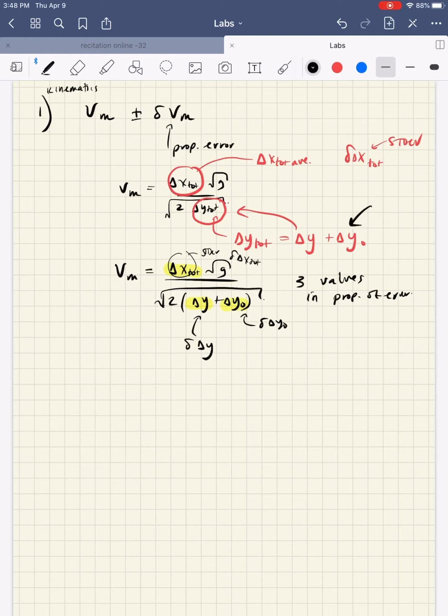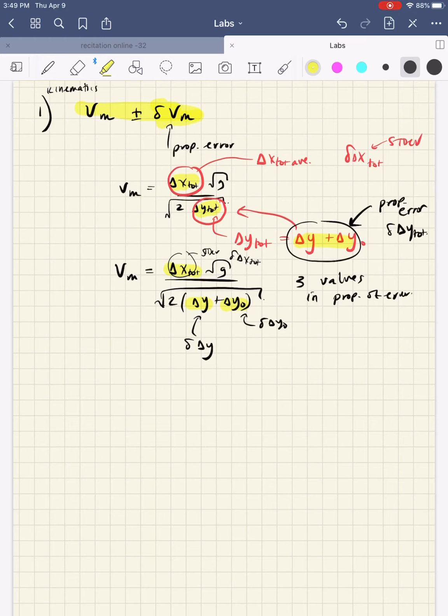Or your second choice would be to propagate the error in this equation to get the uncertainty in delta Y total. And then once you had that, you could then go over here and you would have just two terms in your next propagation of error equation where you propagate error to get the uncertainty in the speed, the muzzle velocity. They're both approximately the same amount of work, but you do have two choices. So in the laboratory, I'll make sure that Tyler has indicated to you which instrument he used to measure these two things. Was it the vernier caliper? Was it a meter stick? And what was the precision of those instruments? So once you get your V plus or minus delta V, you'll just be reporting it.